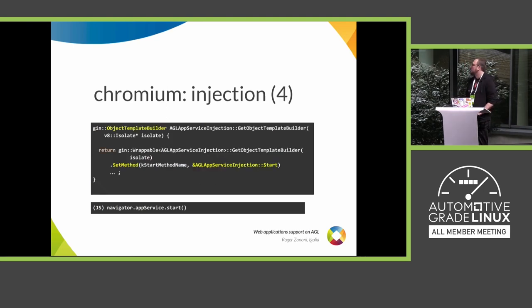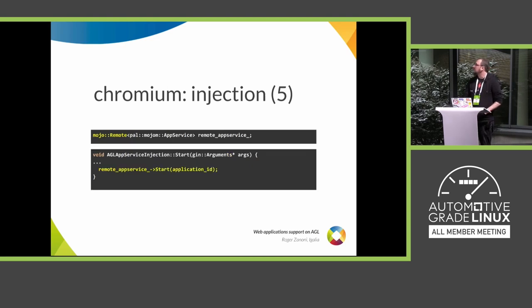But we need to be able to make a call. So here's another helper function from Gin library. Here we assign to the start function the method from our injected class. So this class will communicate with the service on the browser process. This is done by using Mojo. That's the IPC library that's used by Chromium. And this call on the render process will be serialized, transferred to the browser process, and deserialized, executed, and the browser will return some value to the render process.